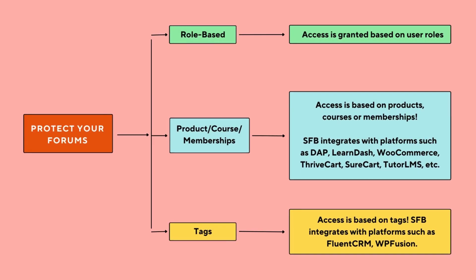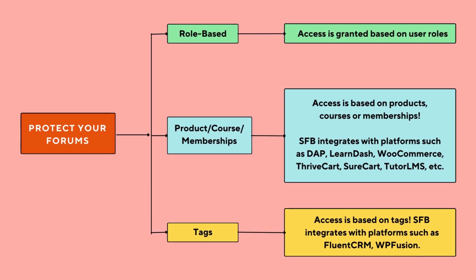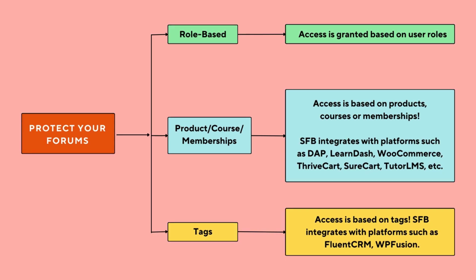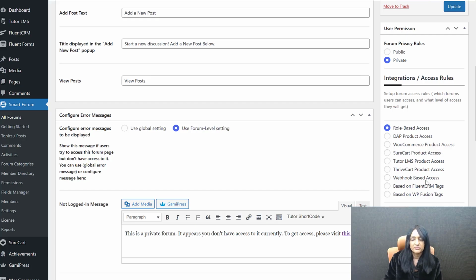So there are 3 different main ways to control it. You can do it based on products, you can do it based on roles, you can do it based on tags. And when I say product, I mean anything. It could be a course, it could be a membership, it could be a challenge, it could be anything, training, whatever you call a product in your platform. And the platforms it integrates with currently are DApp, WooCommerce, SureCart, ThriveCart, Tutor LMS, and we'll be adding more to this list depending on demand.